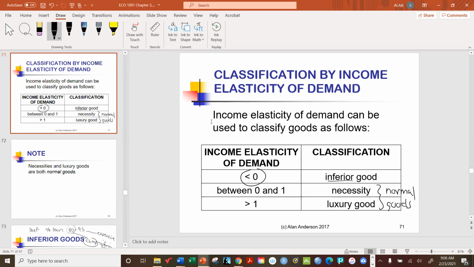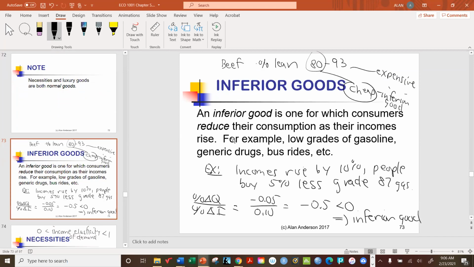Like if you go to the gas station and they have those 3 grades, 87, 89, and 93, what would you consider 89 to be? Is it inferior or is it normal? It's hard to say without seeing these numbers. Okay, it's possible that people will all switch to 91 if their incomes go up. We don't really know, but we can find out by calculating this income elasticity of demand.